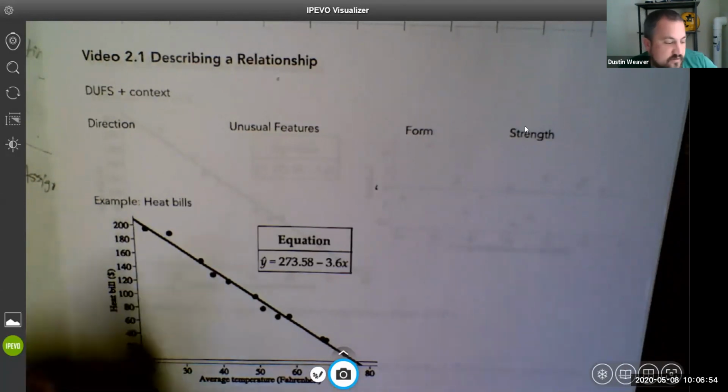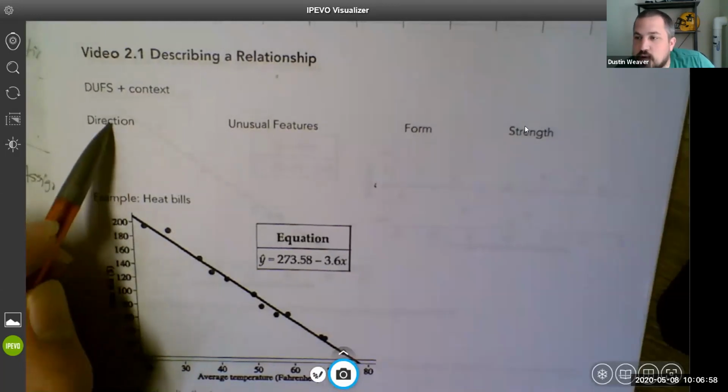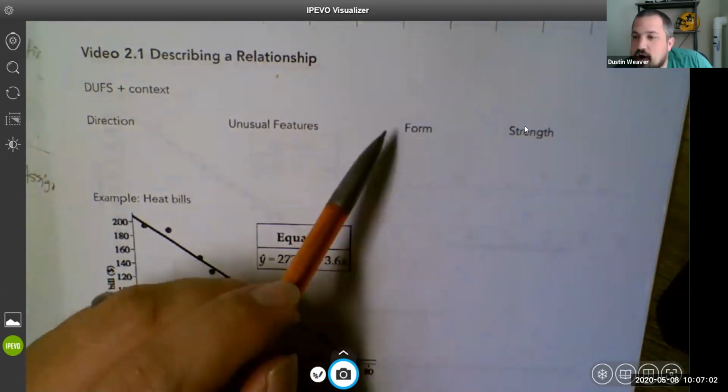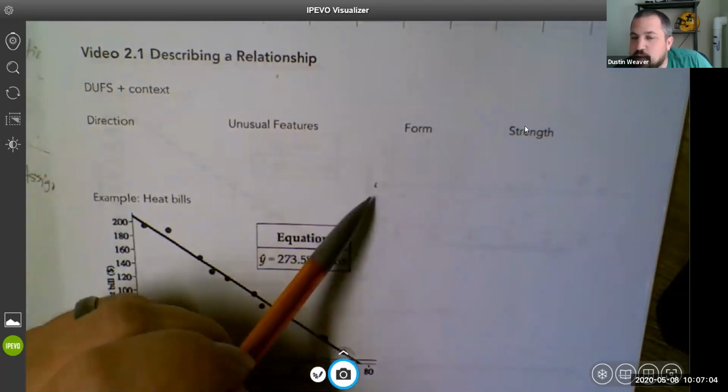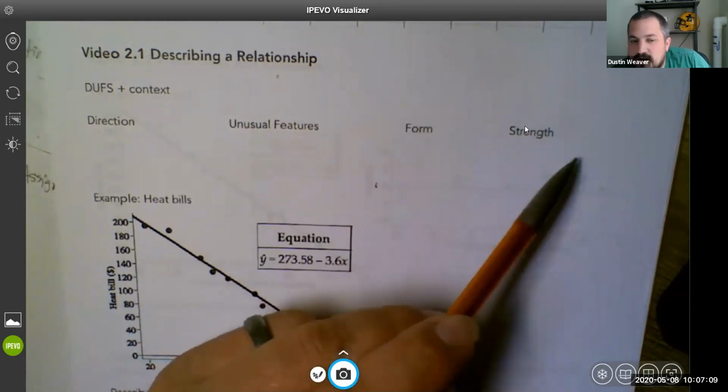Now, for direction, you're either going to say positive, negative, or none. The form would be like, is it linear? Is it curved? What type of form do the points seem to take? And then for the strength, you're going to have weak, moderate, or strong.